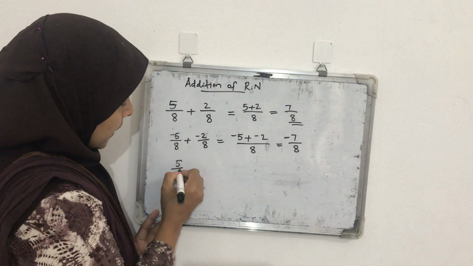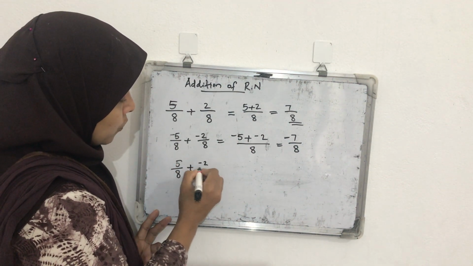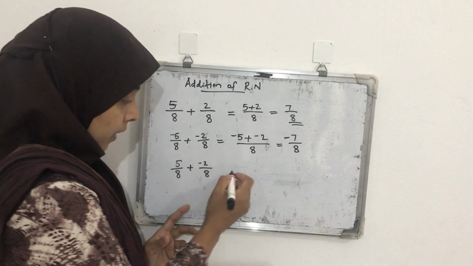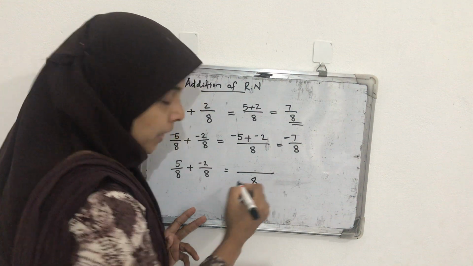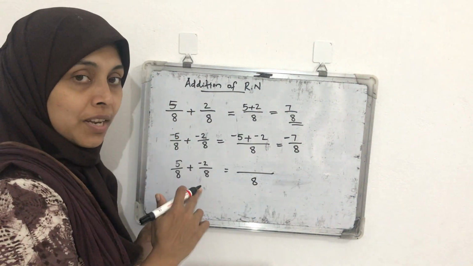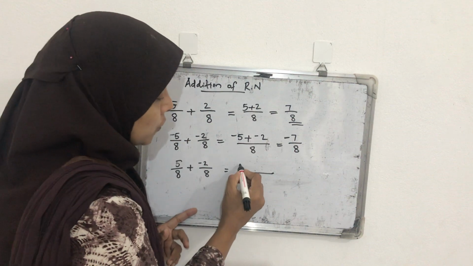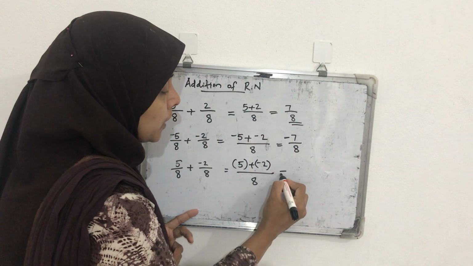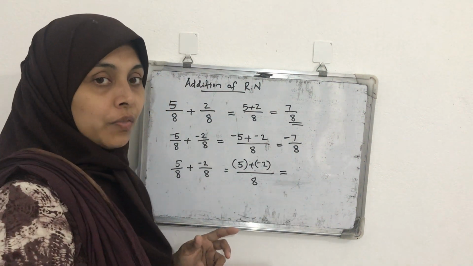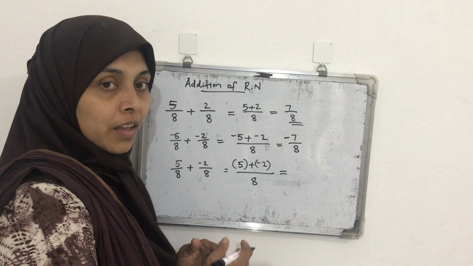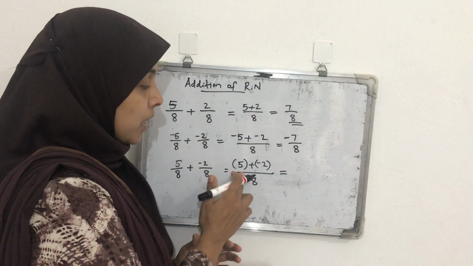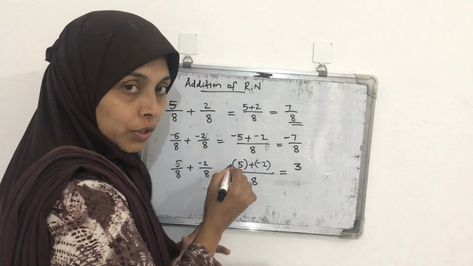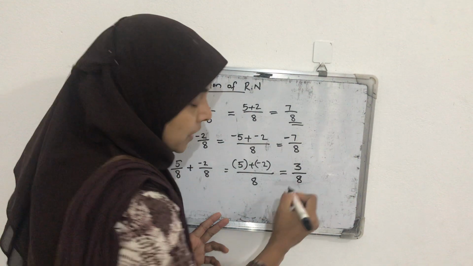One more case: if one numerator is positive and the second one is negative, what will happen? 5 by 8 plus minus 2 by 8. Here also the denominator is the same, so we can write the common denominator 8. The numerators are 5 and minus 2, so we are adding 5 plus minus 2. If the signs are different, we find the difference of the integers. The difference of 5 and 2 is 3, and the sign of the greater number is positive. So it will be 3 by 8.